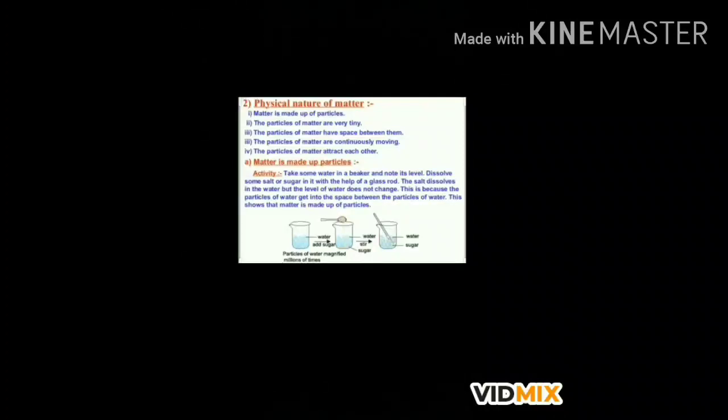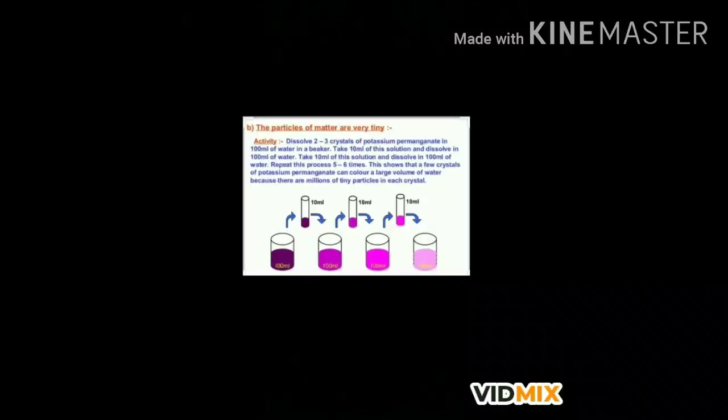Children, now the question must be arising in your mind: how small are the particles of matter? This can be understood by the next activity. So for the next activity, what you have to do, you have to take 100 milliliters of water in a beaker, add 2 to 3 crystals of potassium permanganate in it and stir to dissolve.